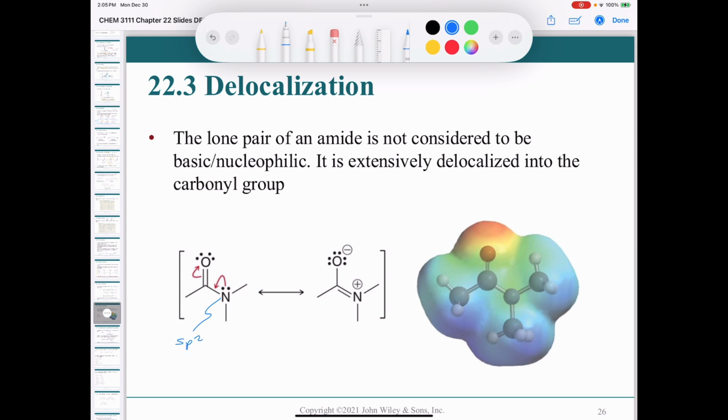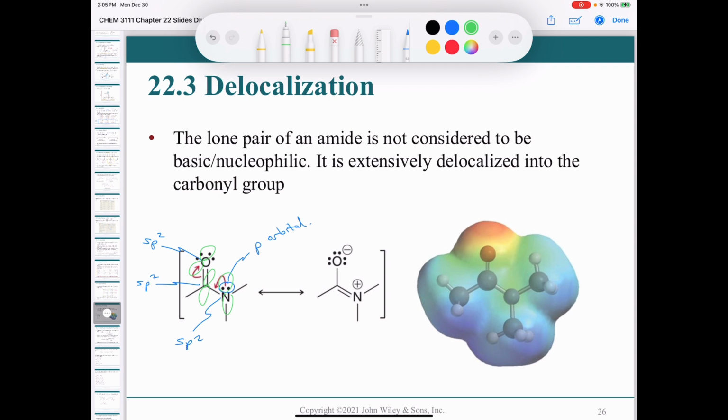Now, why is that? It's because you can see that that lone pair is participating in resonance. And the only way that a lone pair can participate in resonance is if it is in a p orbital. So this lone pair is in a p orbital. That's why it can participate in resonance, right? If you look at this carbon, it's sp2 hybridized, so it has a p orbital on it. And this oxygen is sp2 hybridized, so it has a p orbital on it. So that means we have 1, 2, 3 p orbitals that are all overlapping, which allows that lone pair to be delocalized across those 3 atoms.